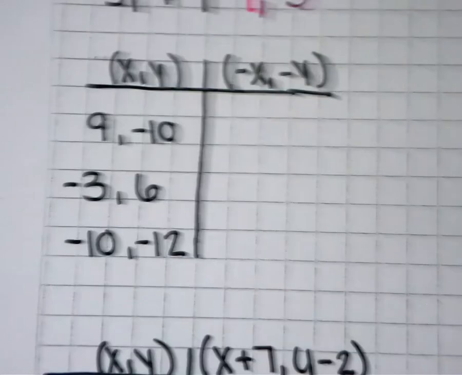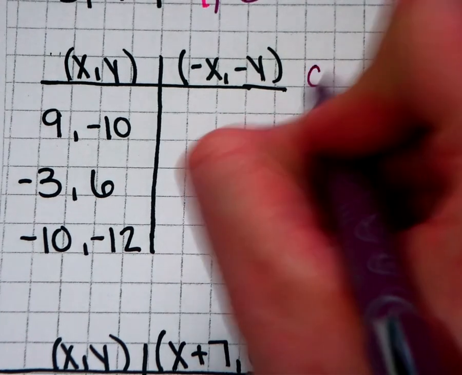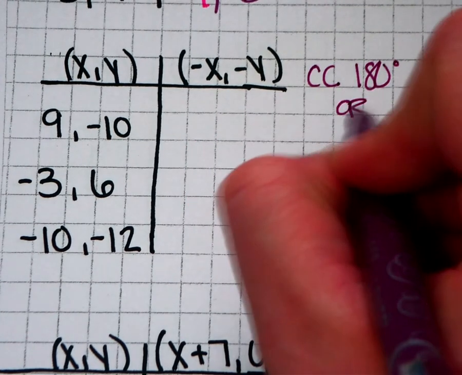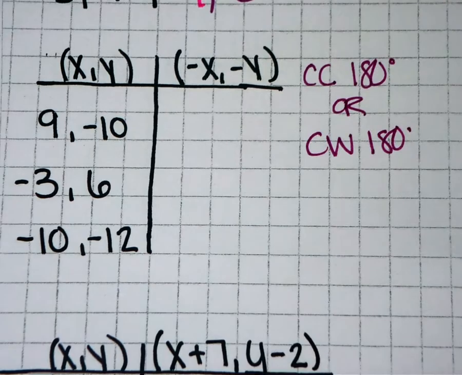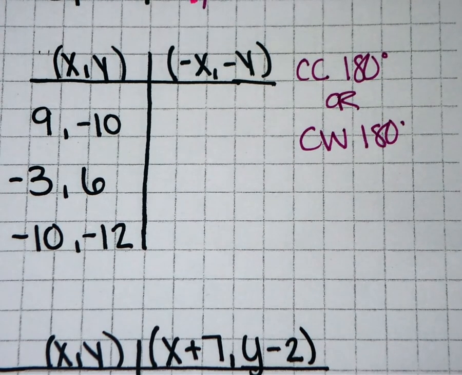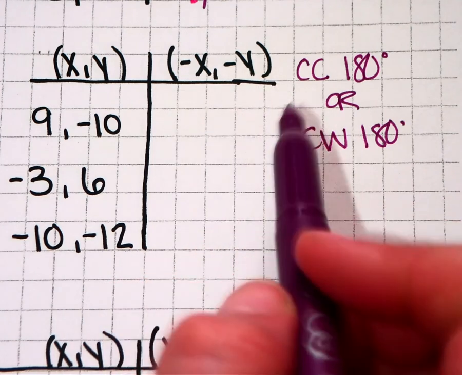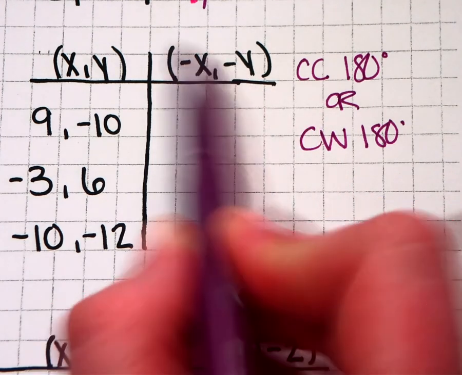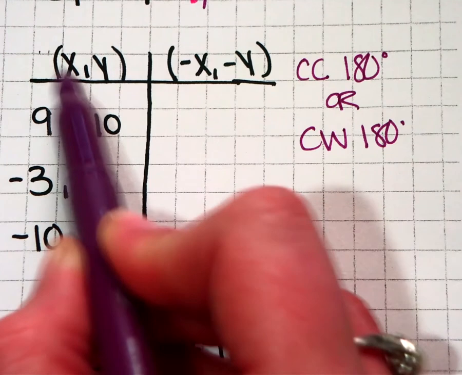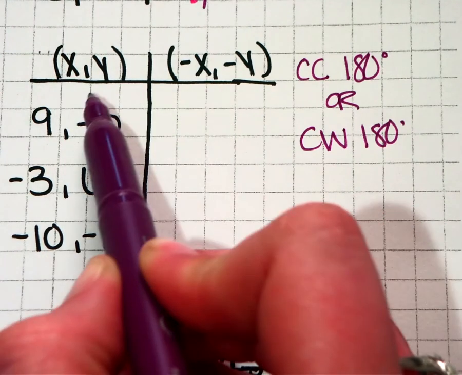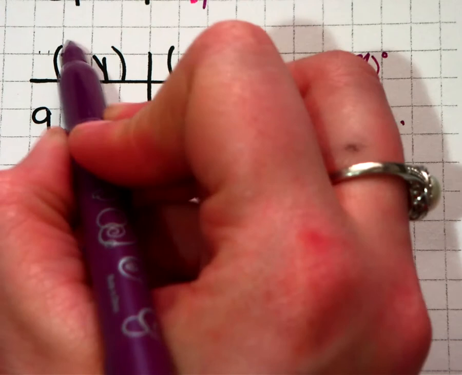All right, negative x, negative y. This is a counterclockwise 180 degree rotation or a clockwise 180 degree rotation. Remember, they're the same, so it doesn't matter what direction you go. 180 is that special one that's the same both directions. All right, so let's go ahead and apply this rule. x and y stay put. Notice how x and y are still first and second. The only thing that changes now is the sign. We started with just x, so it became negative x. Started with y, it became negative y. Location is staying the same.